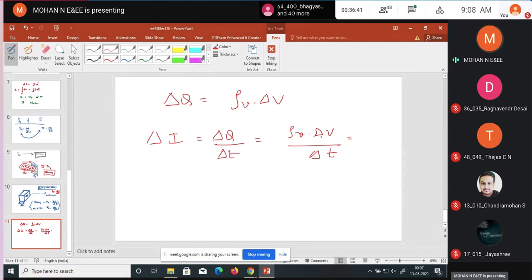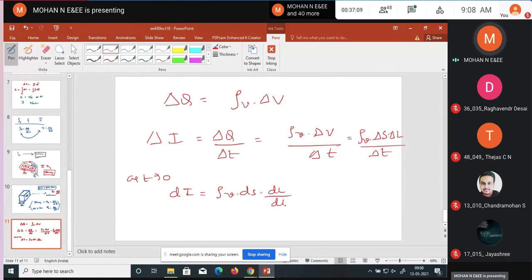Okay, and I'll replace this delta V in terms of the surface cross-sectional area and the length. So rho V into delta S into delta L by delta T. Okay, if you apply limits as t tending to 0, it is nothing but dI is equal to rho V into dS into dL by dt. So this dL by dt is nothing but Vx. So rho V into dS into Vx.